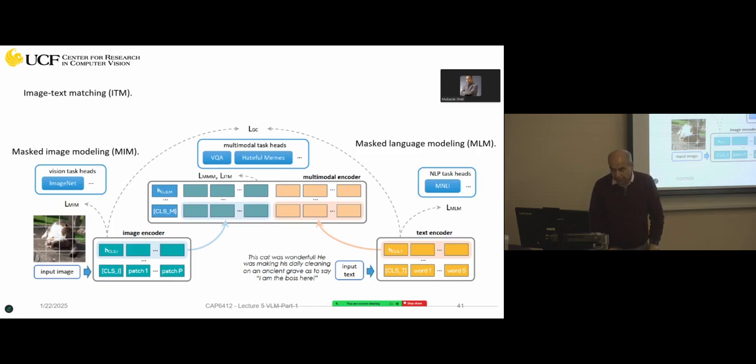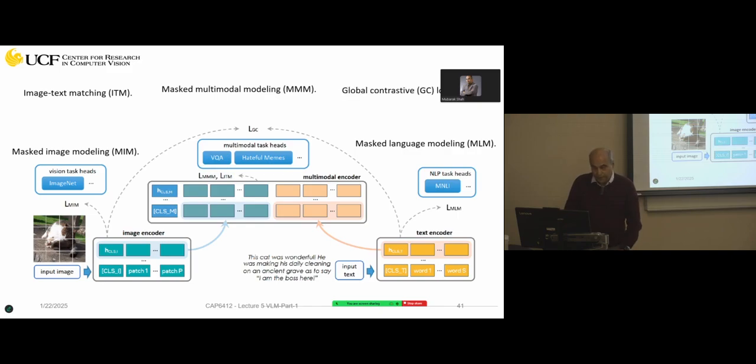Then in this one, they are using image text matching. You have an image and a text, and if the pair is correct, say 1, if it's incorrect, 0. And then they have masked multimodal modeling, where you mask the image tokens, you can mask the text, and you predict both. And then you can do the global contrastive loss also.